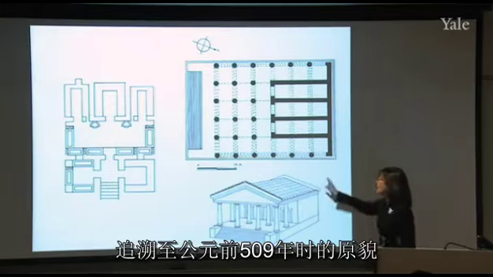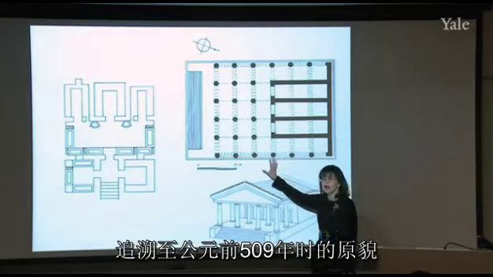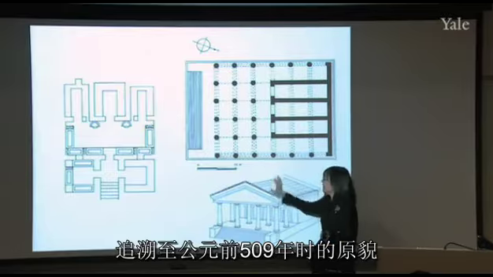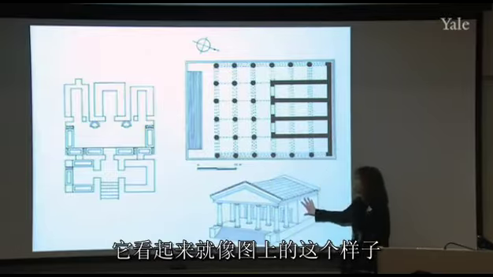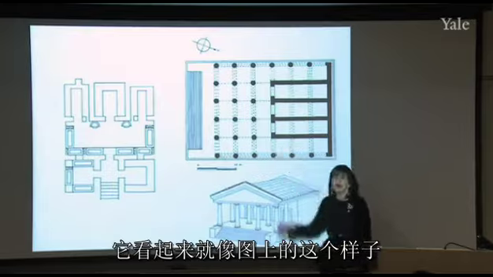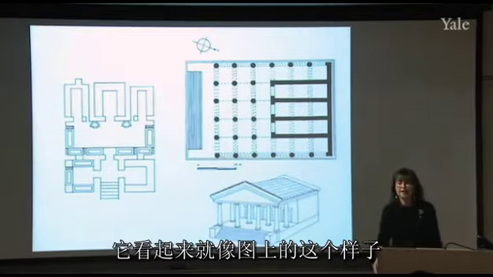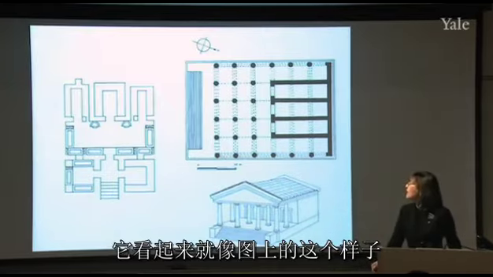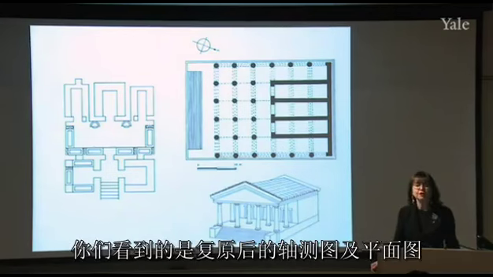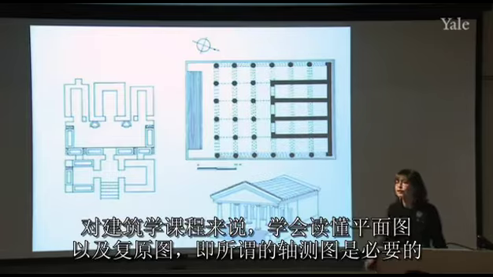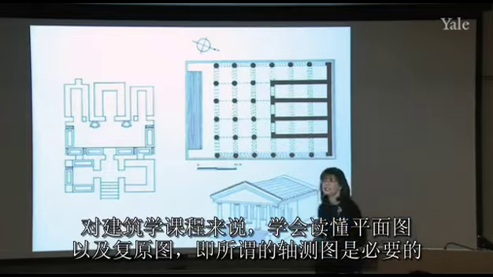As far as we can tell, when it was put up in 509 BC, it looked something like this. What you're seeing here is a restored view and a plan of the temple in 509 BC. And it's never too soon in a course on architecture to learn how to read a plan and how to read a restored view, or a so-called axonometric view.